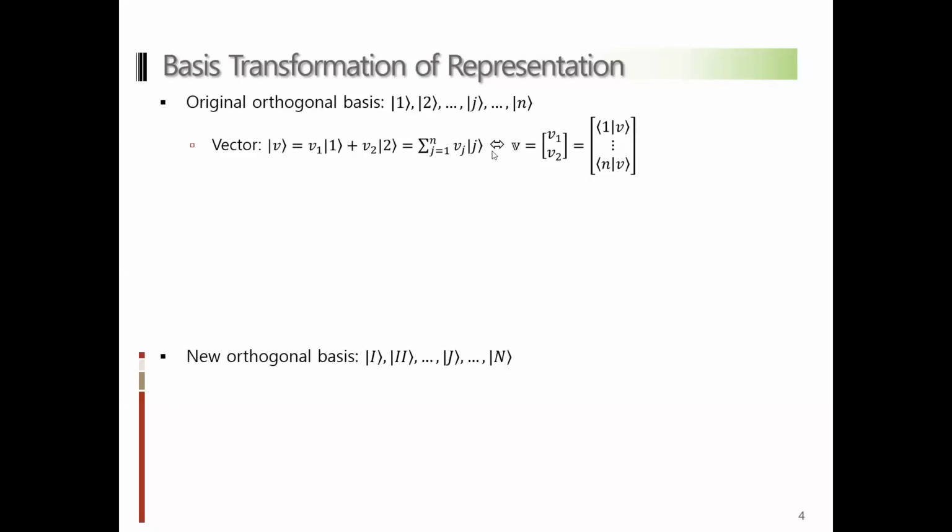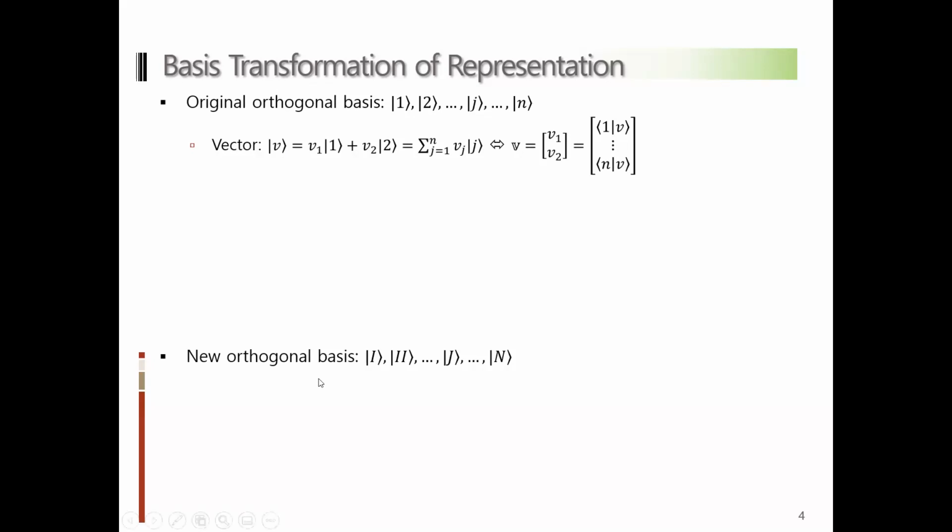And this one can also be represented as a column vector like this one. So this is the column vector representation of this abstract vector in the given basis. And then the general formula to obtain these values can be expressed in this way. What about the same vector in the new orthonormal basis?